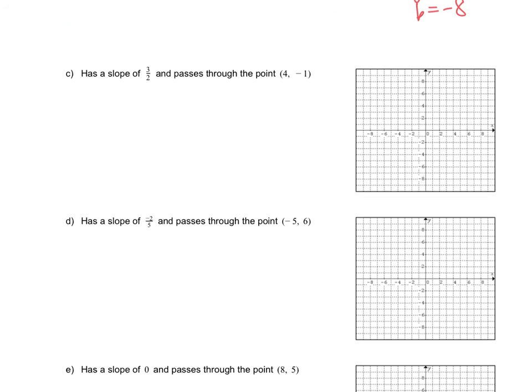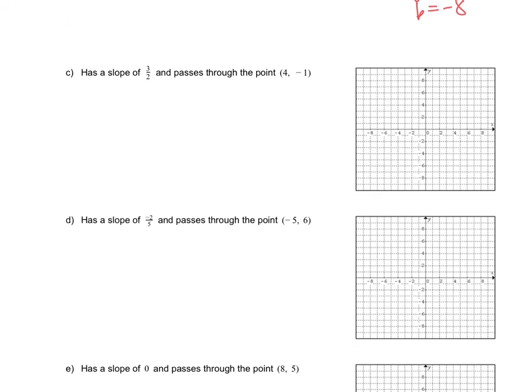All right, let's try some more. So I'll do both methods again here. So in this scenario C, we have a slope of 3/2, and our point is 4, -1. So step 1, put your slope into your equation. Step 2, I used that, so I'm done with that, but I still have my coordinate, which is an x and a y, so I'm going to replace y with -1 and x with 4.